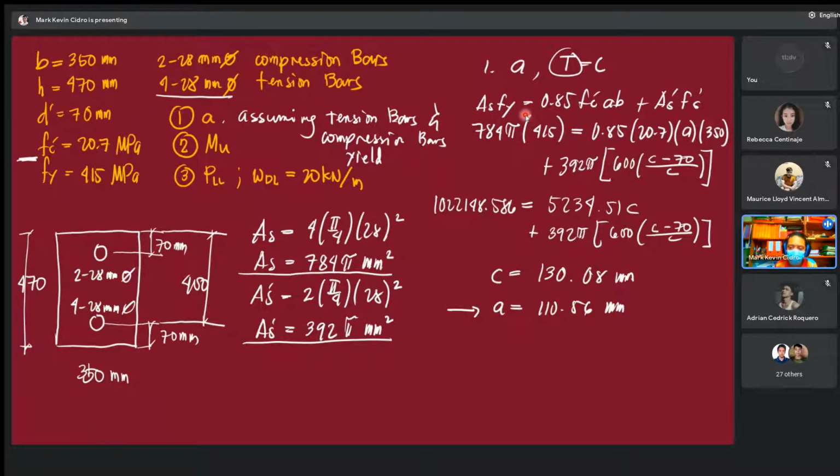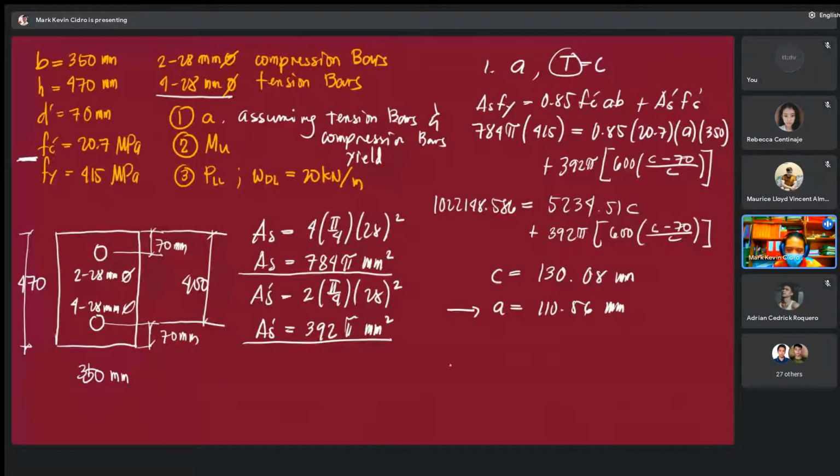First you need to check whether it yielded or not. It may have yielded. So assume first that both did not yield, then check later which one has yielded. Use the value and formula for Fs if it is the area in tension. If it is the area in compression, use the formula for Fs prime. Okay? Understood?